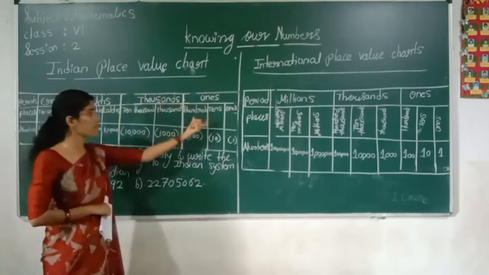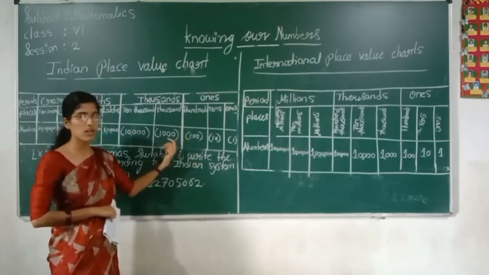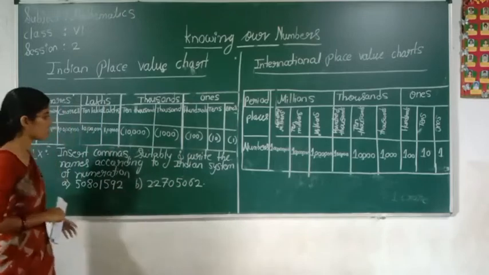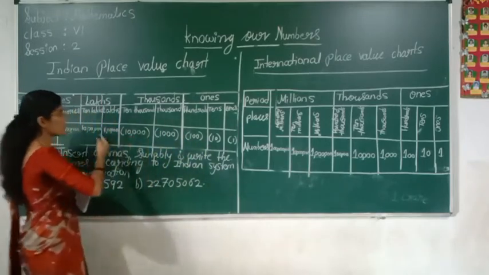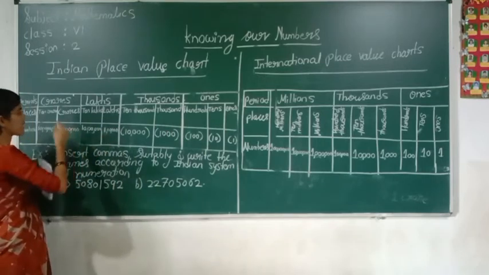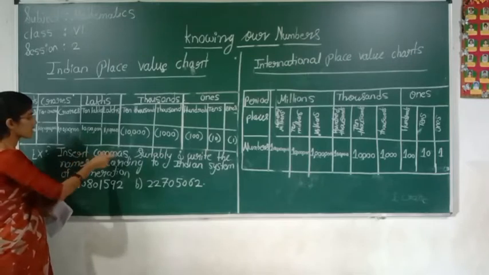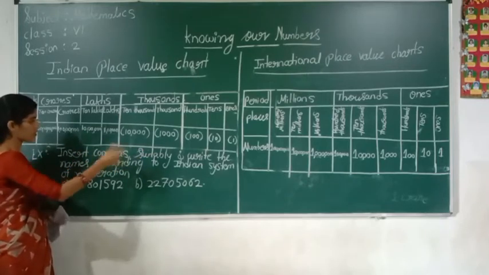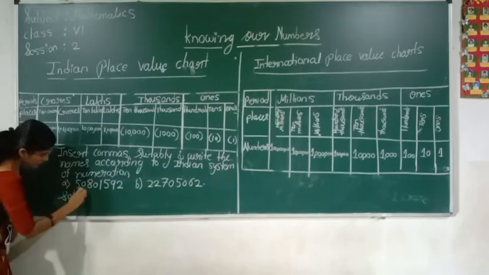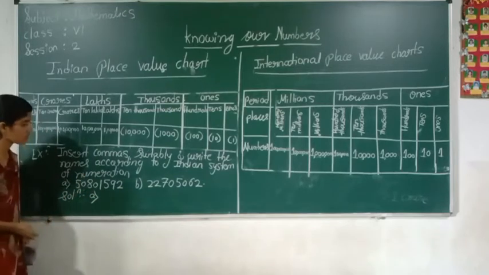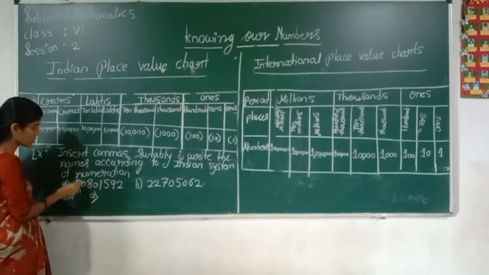After every period, we are going to give a comma. Now see, after this house we give a comma, after this house we give a comma, after lakhs and after crores. Now see here: insert commas suitably and write the names according to the Indian system of numeration. See how we give a comma here. In the first one, this is ones place, thousands, lakh, crore.